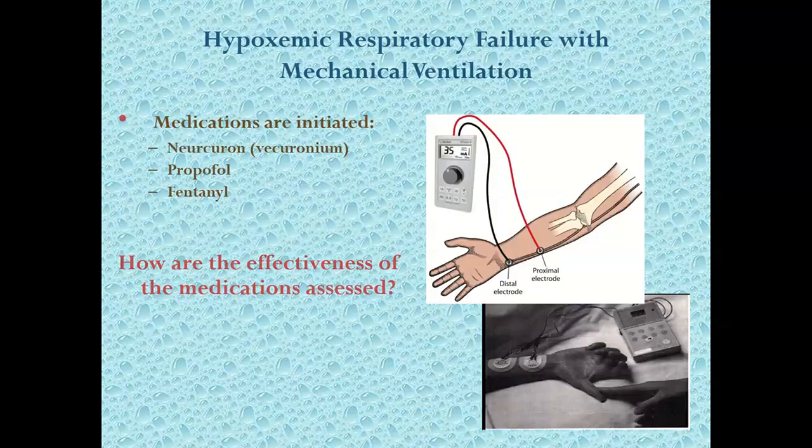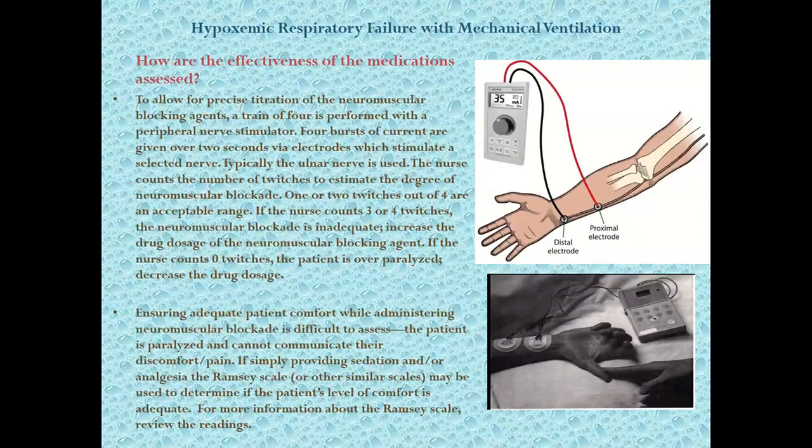Let's talk about our patient assessment. You're giving your patient a paralytic. So the medications for our case study are Norcuron or vecuronium, propofol, and fentanyl. How do you assess the effectiveness of the medication? The patient can't communicate with you. So how do you know that what you're giving is effective? One of the things is the effectiveness of the neuromuscular blocking agent. This slide is for the neuromuscular blocking agent mostly.